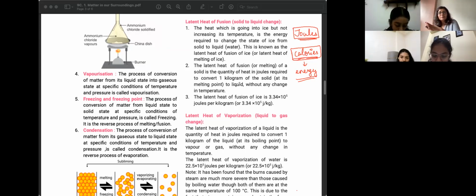Or you guys have done motion, right? So in motion, what is the standard unit for measuring velocity? We haven't reached that part yet. Oh, you haven't reached there yet. Okay, never mind.